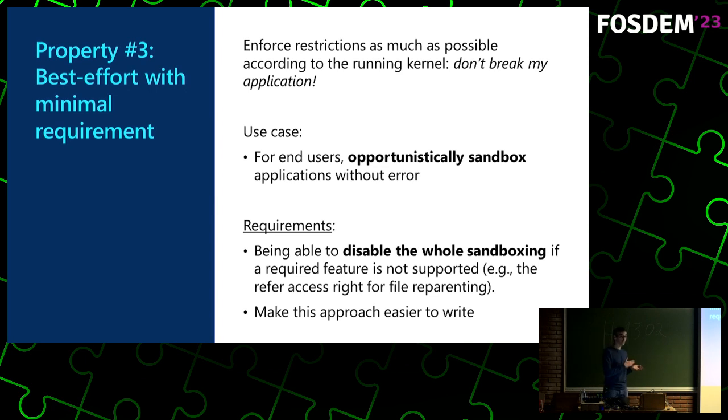And this use case is mainly for end users, because you don't know which kernel they will use. And so you want to be able to enforce an opportunistic sandboxing. So if they have a new kernel, they will be more protected. If they have an old kernel, they might not be protected at all, but that's not your choice. That's their choice. And at the end, they want to run your application anyway. So another requirement is to be able to disable the whole sandboxing if some required features may not be met.